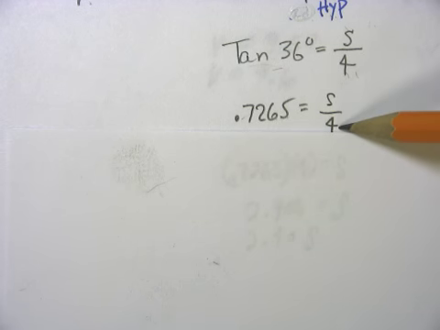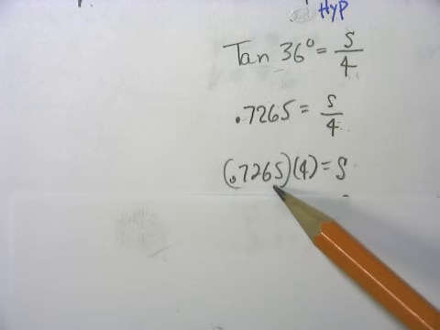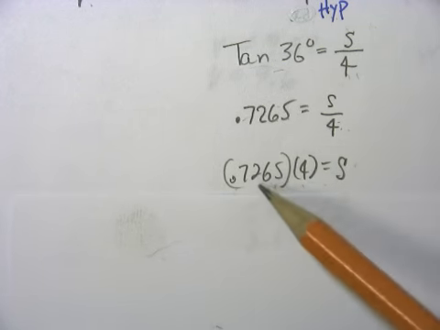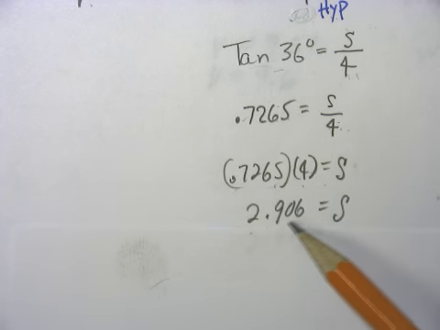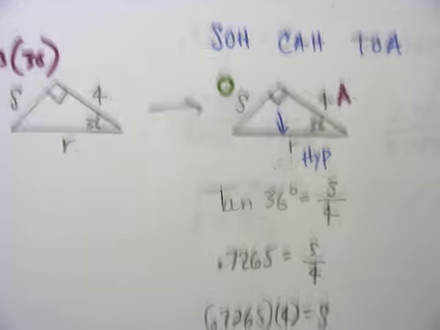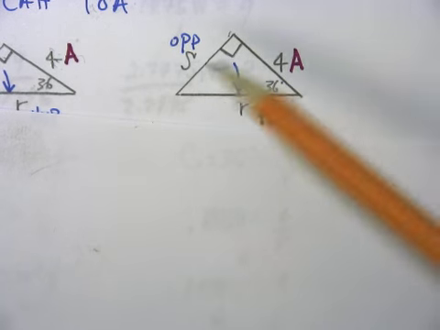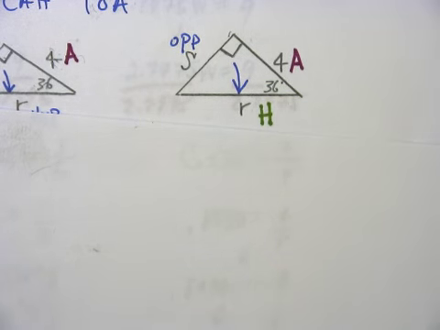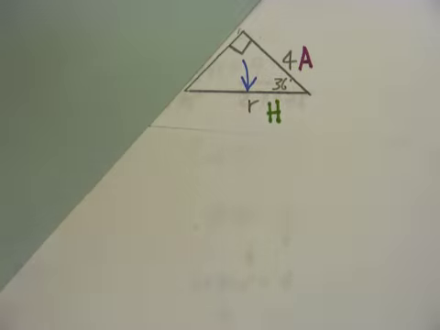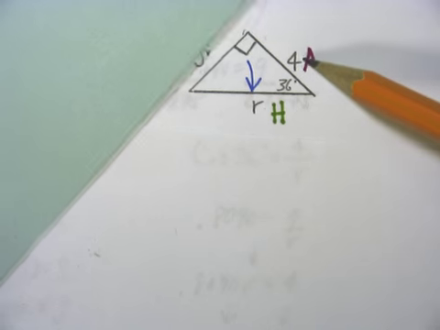I plug this into my calculator, and I get 0.7265 is equal to S over 4. I have to get rid of this denominator, so I multiply across the equal sign. That gives me my decimal times 4 is equal to S. When I multiply them together, I get 2.906 is equal to S, and I can round that to 2.9. So S is going to be 2.9. Look at that, we found side S. Now that we found S, let's see if we can find R.